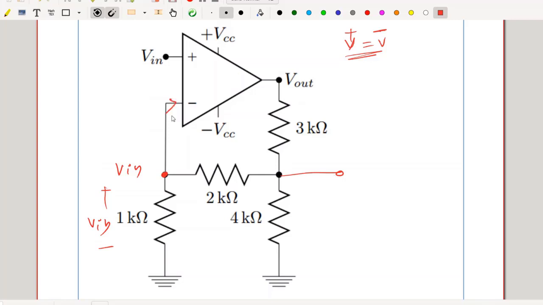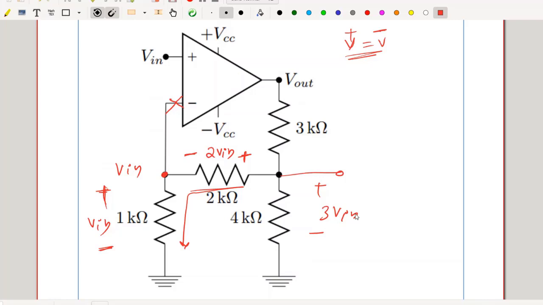There is no current into the op-amp, there is no current from the op-amp. Hence, the current flowing through these two resistors is the same. The voltage across the 1K is V in, so the current flowing through 1K is V in divided by 1K. So the current flowing through 2K is also V in by 1K. V in by 1K multiplied by 2K will give me 2 times V in across my 2K resistance. Hence, this potential is nothing but ±2 ±1, so ±3 times V in volts.